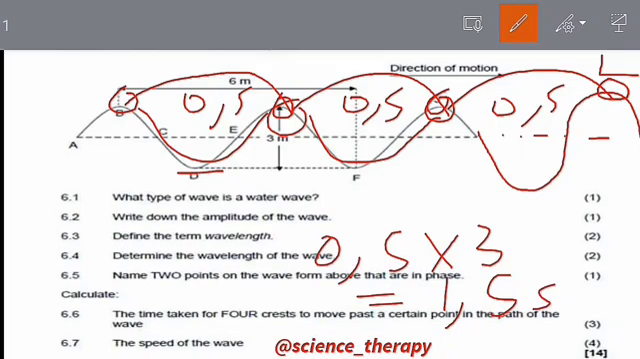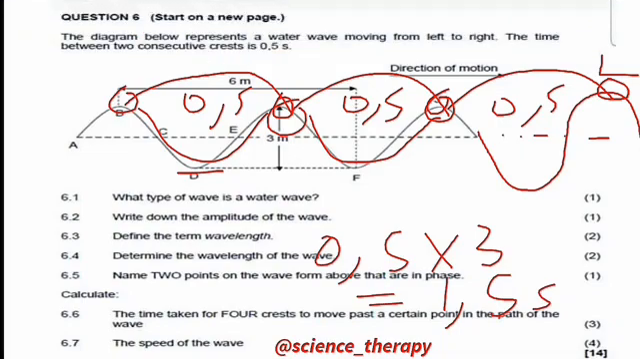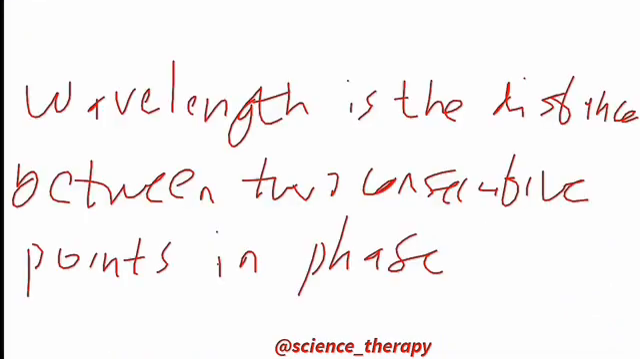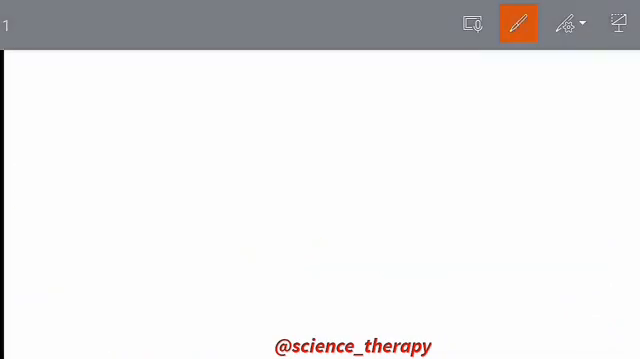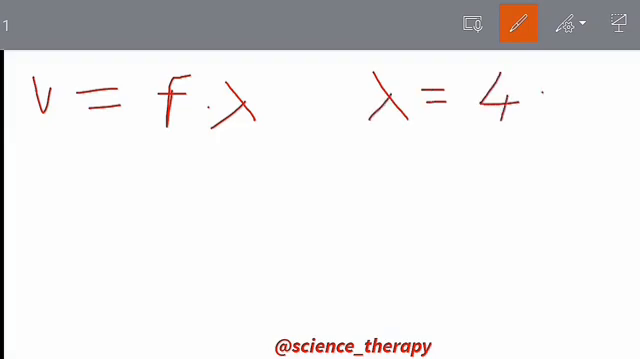6.7 says calculate the speed of the wave. Now understand, to calculate the speed of the wave, we have the formula v equals f times the wavelength. Now let's collect our data. We do have our wavelength from 6.4. We said it's 4 meters. But do we have the frequency? We do not have the frequency.